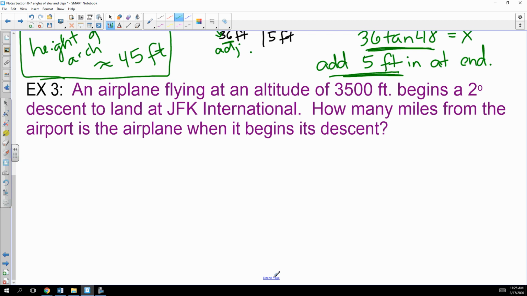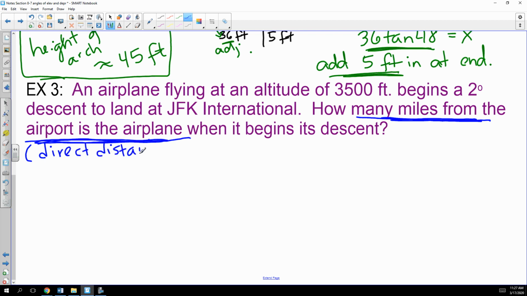Okay, so an airplane is flying at an altitude of 3,500 feet, begins a 2-degree descent to land at JFK. How many miles from the airport is the airplane when it begins its descent? Be careful, that's a little bit of a tricky question. It's like, do you want the horizontal distance or the direct distance? I'm going to tell you right now, I want the direct distance that the plane has to fly. And if you think that I'm not being clear about that, then you can certainly ask.